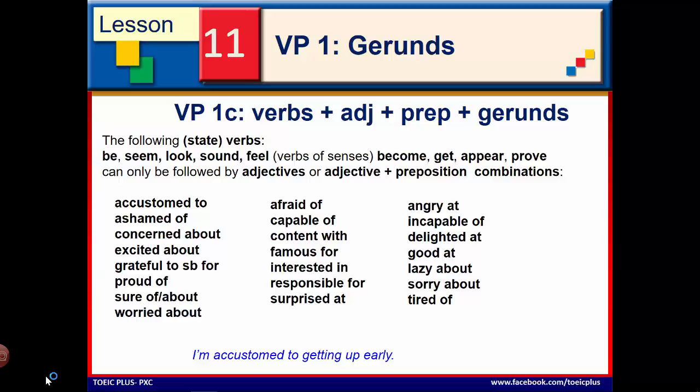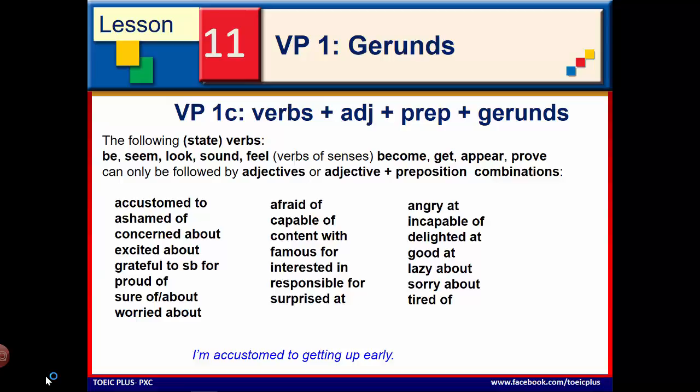Accustomed. Accustomed to. Afraid. Afraid of. Angry. Angry with or at. Okay. Surprised. Surprised at. Tired. Tired of. Sorry. Sorry about. Lazy. Lazy about. Good. Good at. Famous. Famous for. Interested. Interested in. Responsible. Responsible for. Worried. Worried about. Proud. Proud of. Grateful. Grateful to. Ashamed. Ashamed of. Concerned. Capable. Capable of.